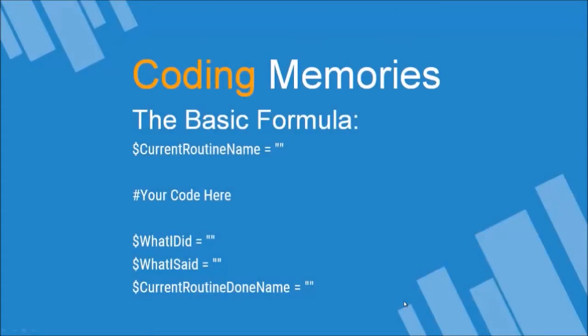So, coding memories, the basic formula. This is the basic formula that I use for all of my scripts. We have current routine name, then your code, which is going to be different for every single script, what I did, what I said, and current routine done name. And you're probably asking, well, why this formula? What does this have to do with anything? This will make sense in a couple of frames.